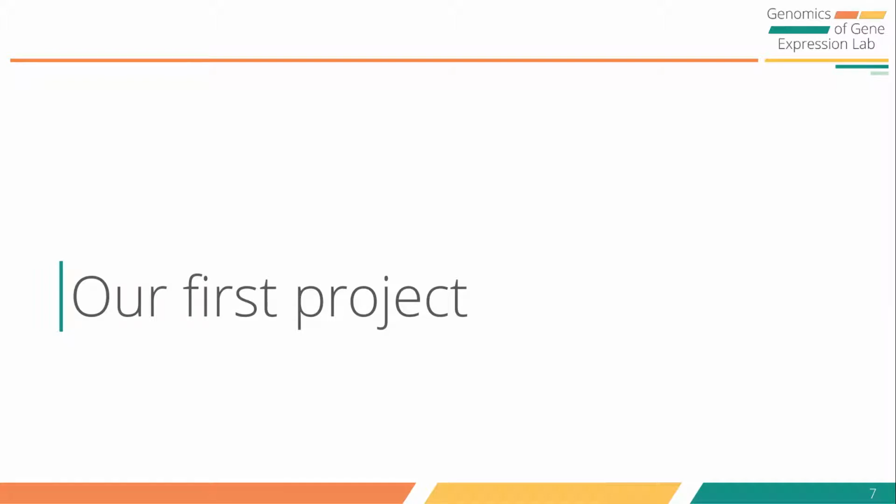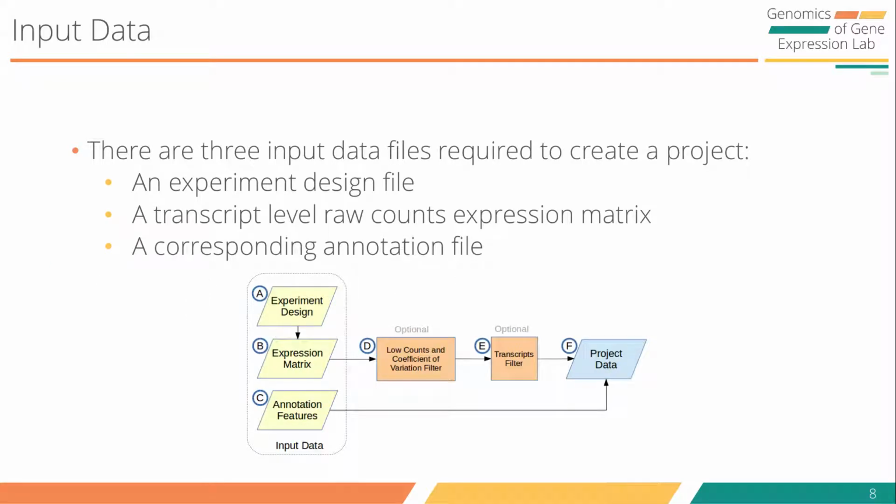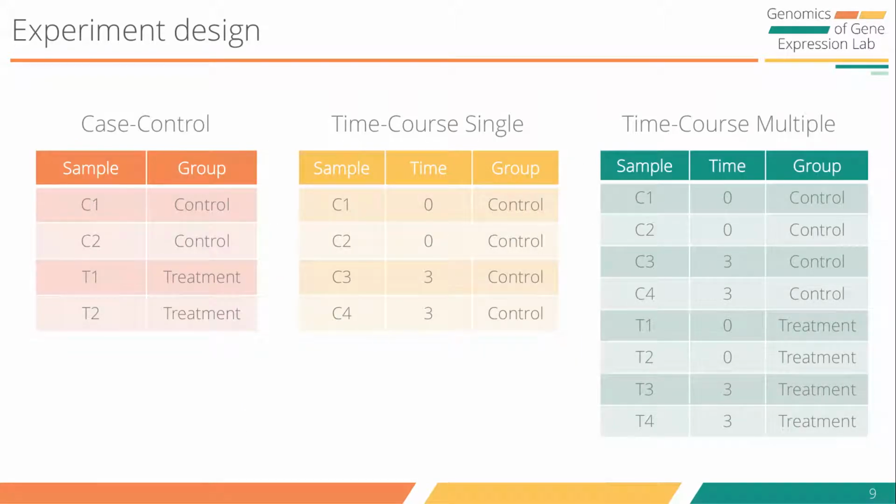Now, we will demonstrate how to create our first project in tappAS and which files we need. Basically, there are 3 input data files required to create a project and 2 options which will be covered in more detail below. These files are: an experimental design, a transcript-level raw counts expression matrix and an annotation feature file for our species.